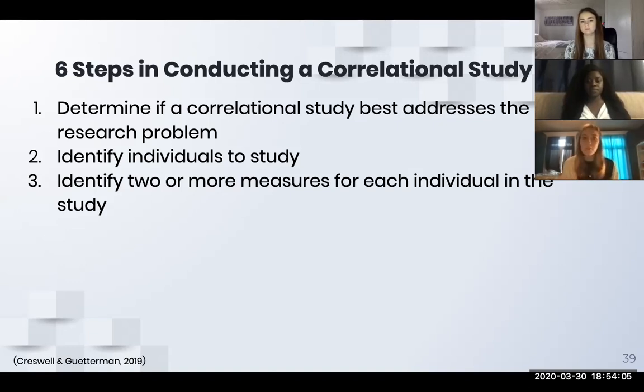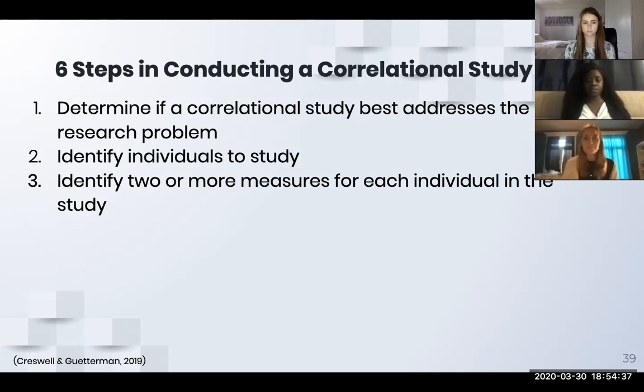Step 2, we want to identify the individuals to study. It's best to study random participants. So don't pick your best friend and your best friend's family and all the people that you know. You want them typically to be random. And make sure that you have permission from the responsible authorities and that you have that institutional review board check mark to give you the go-ahead. You also want to make sure that your sample size is large enough, because the larger the sample is, the better you can apply it to the general population.